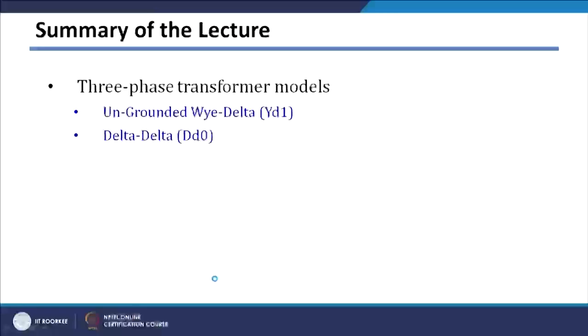So, in summary of this lecture, two more connections we have seen. Those are ungrounded Y by delta connections whose vector group is YD1, and then finally we have seen delta delta connection whose vector group is DD0. So, here we complete modeling of 3-phase transformers.